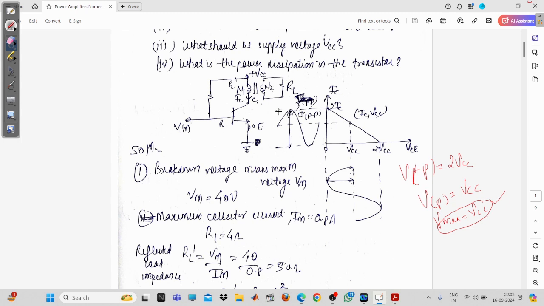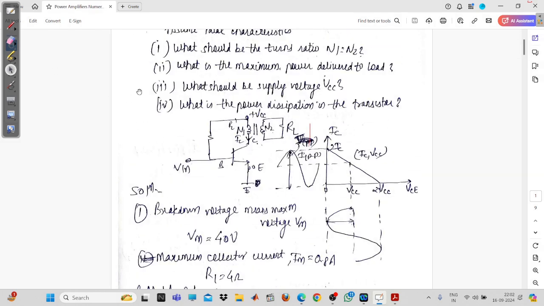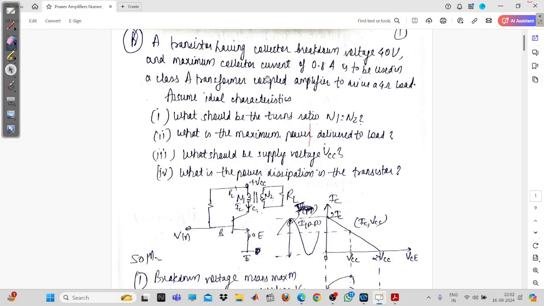Now, similarly, the maximum value of current will be what? Maximum value, this is peak to peak. You require only this much. So that one will be IC only. So you can easily say that V max will be equal to VCC. So what is given here? V max will be equal to 40 volt, and Im will be equal to 0.8 ampere. So now you will have to calculate the turns ratio.